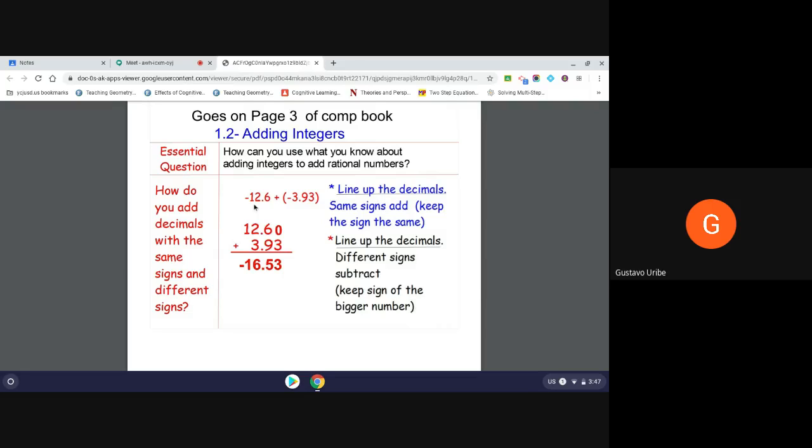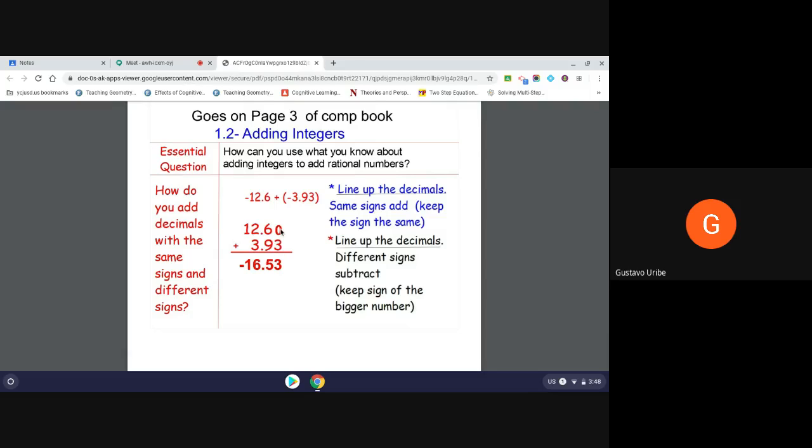So here I have two negative decimals, negative 12.6 plus negative 3.93. So I'm going to ignore the negatives for a second because I know that this is a negative and this is also a negative. Because they are the same signs, I am going to add them. So I'm going to ignore these for a second and just line up my decimals and add them. So I have placed a 0 at the end as a placeholder. So I know that there's a 0 there.